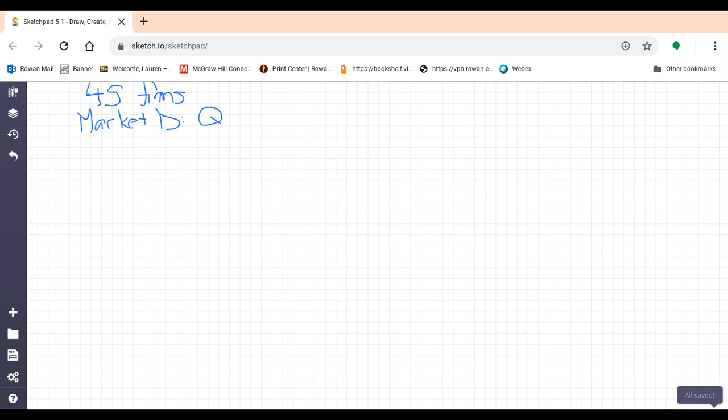Now I'm going to use uppercase Q to talk about the market quantities for demand or supply, and I'm going to use lowercase q for an individual firm's quantity or supply. What is equal? D here, 820 minus 5p. And I might ask you what the market supply is.